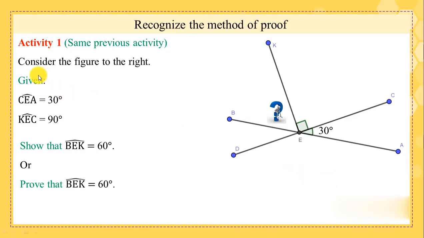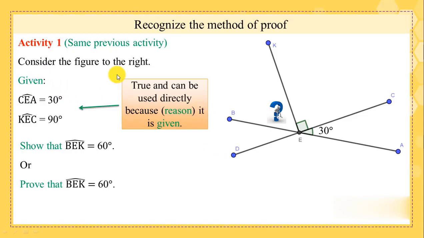First, let's talk about the given. The given are true statements that can be used directly because they are given. What do we mean because it is given? We are given from the beginning their measure. So, when we write the statement, the reason behind these statements is given. We can use them directly without stating any reason. Note, prove that and show that have the same meaning. Both mean that we have to make a mathematical proof in order to find the result.